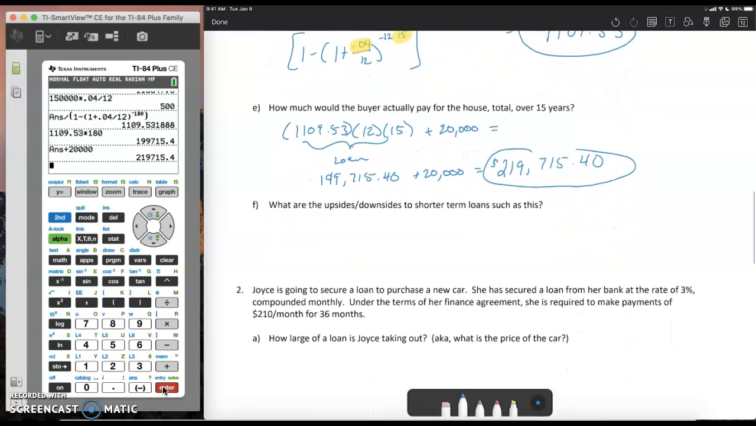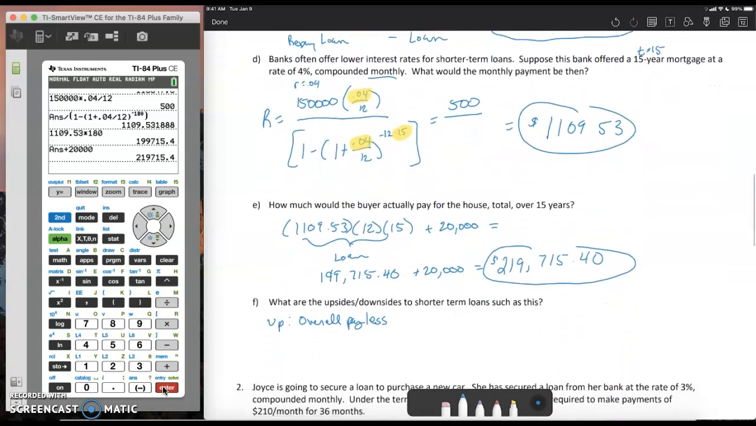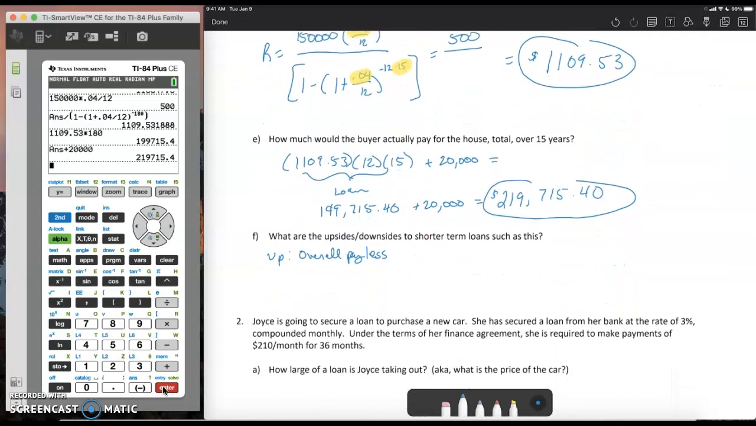So then the question arises, what are the upsides and downsides to the shorter term loans? So for me, an upside would definitely be that overall you're going to pay less by a pretty substantial amount in this case, by about $65,000 less, which is pretty significant. Because less of your payment is going toward interest, which can feel like throwing money away. Money that you're paying toward interest sort of feels like you're just spending money on nothing.